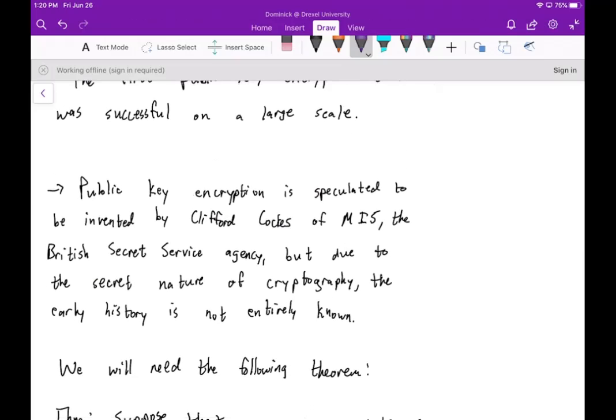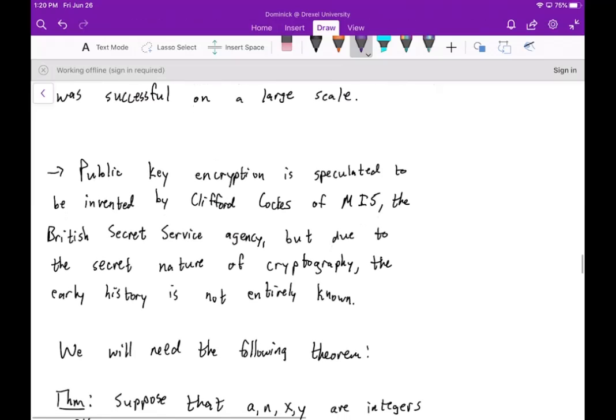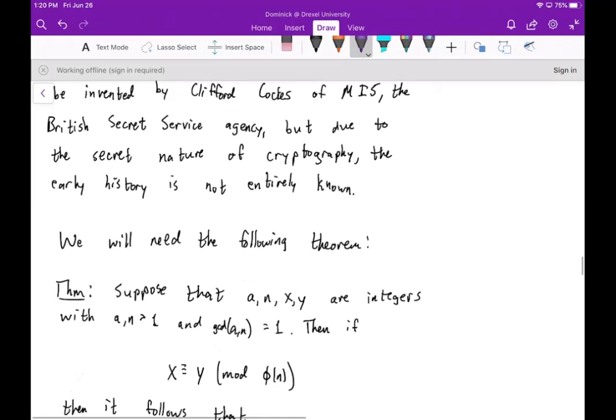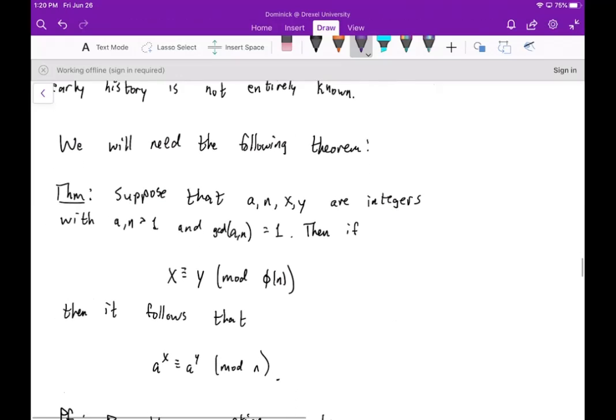Public key encryption is speculated to have been invented by Clifford Cocks of MI5, which is the British Secret Service Agency. But due to the secret nature of cryptography, the early history is not, of course, entirely known, right? So we're going to need the following theorem before we discuss this.